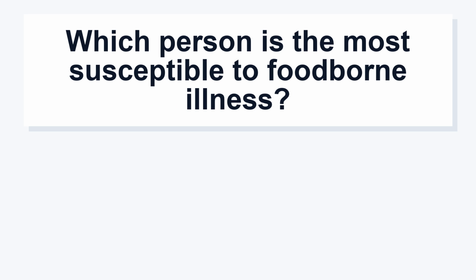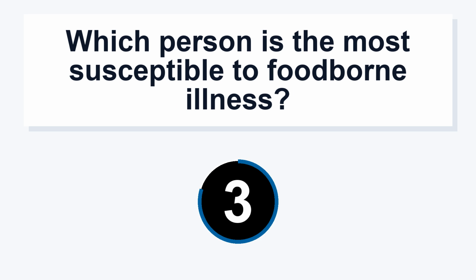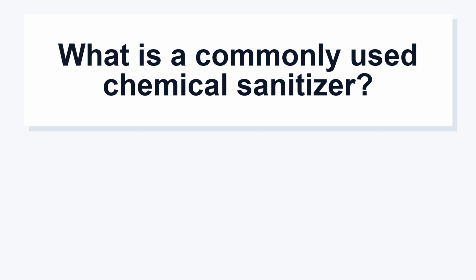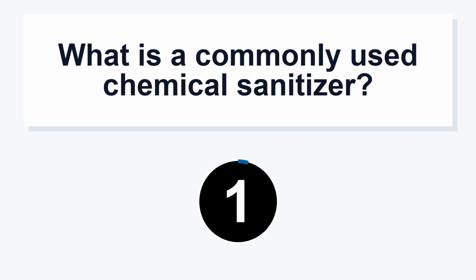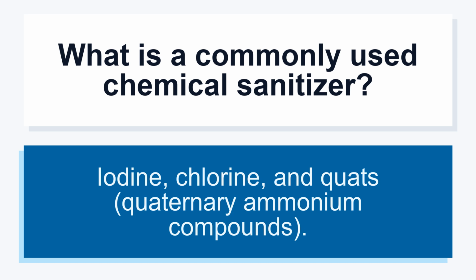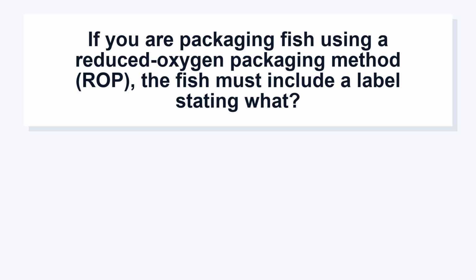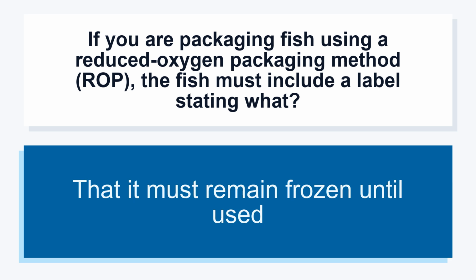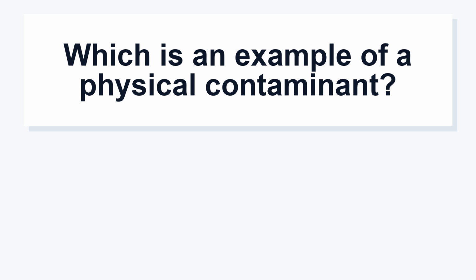Which person is the most susceptible to foodborne illness? A 65-year-old man. Preschool-age children, the elderly and people with a compromised immune system are at the highest risk for foodborne illness. What is a commonly used chemical sanitizer? Iodine, chlorine, and quaternary ammonium compounds. If you are packaging fish using a reduced oxygen packaging method, ROP, the fish must include a label stating what? That it must remain frozen until used. Which is an example of a physical contaminant?